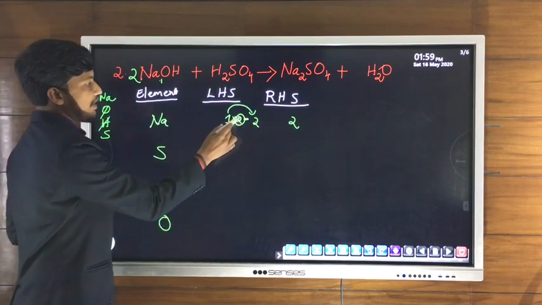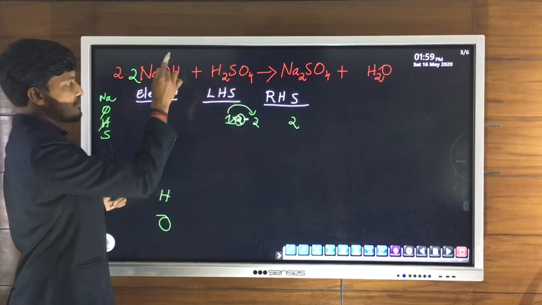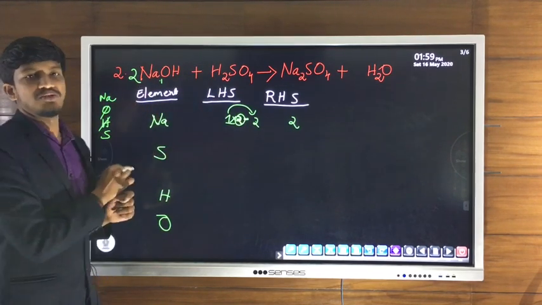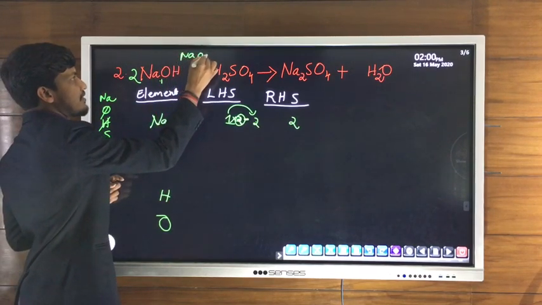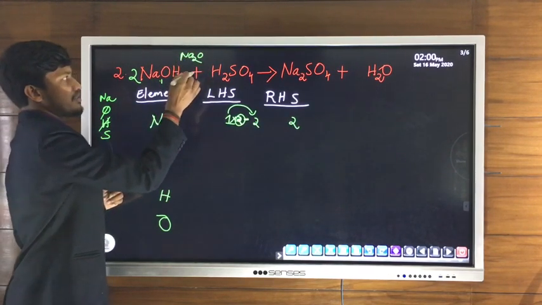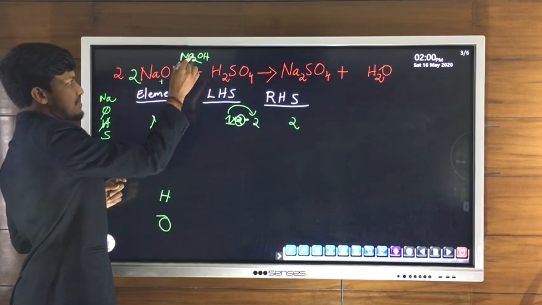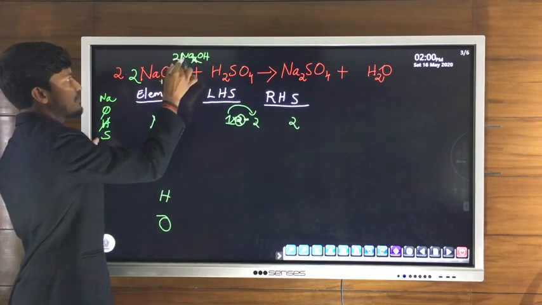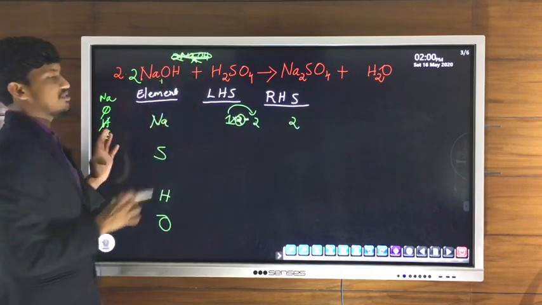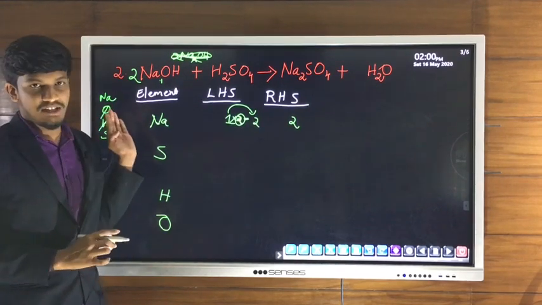So we have to multiply by 2. That means we have to write coefficient of sodium 2. Is it clear? Don't write 2 here as Na2OH, because we cannot change the subscript. We can write only the coefficient. So don't change the subscript given in the formula, only the coefficient we can write.